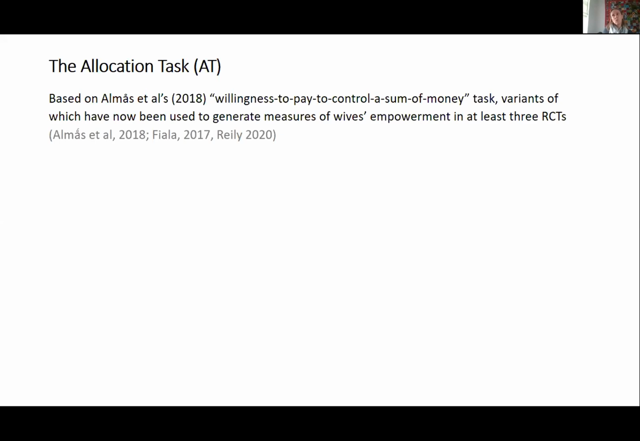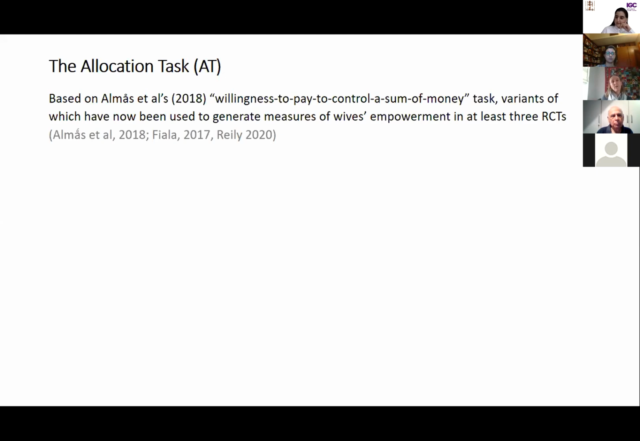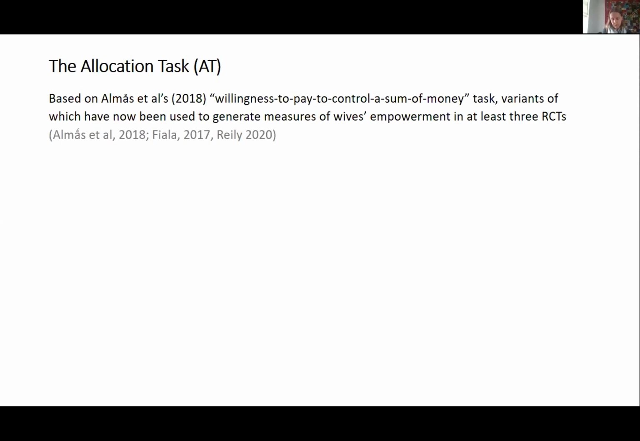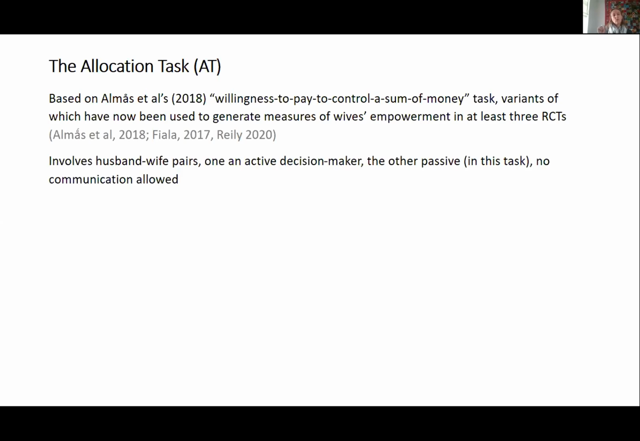One way of thinking of what I'm going to present to you now is that we're putting this task through its lab behavioral paces, exploring in depth what happens in this task, whereas others tend to have used a variant of the task to create a measure that they then go on to use in other types of analysis. So the task involves husbands and wives playing together as a pair. One is an active decision maker, the other is passive. There's no communication allowed between the spouses once they start the task.